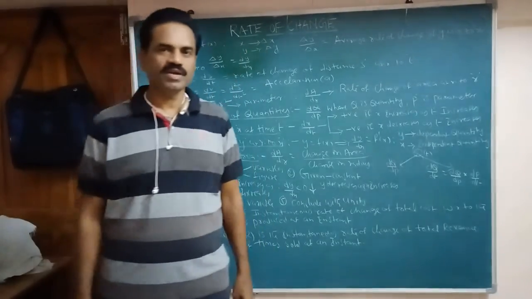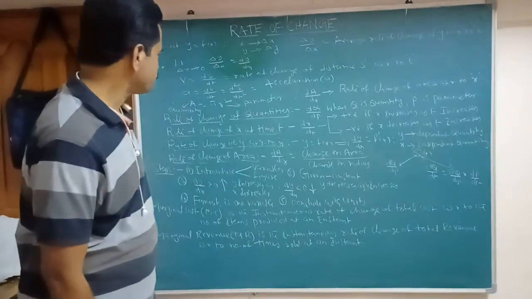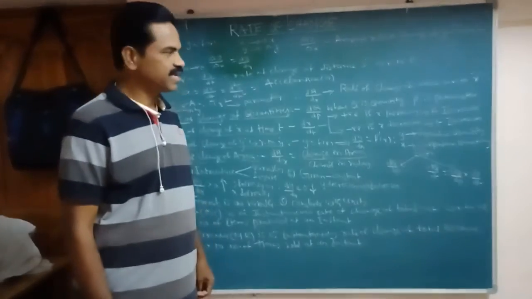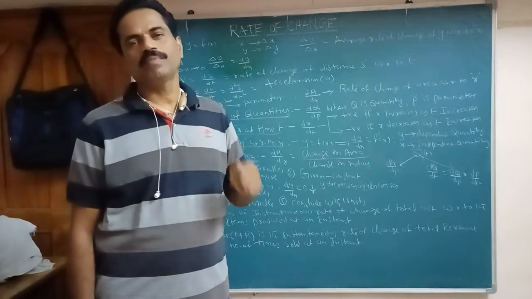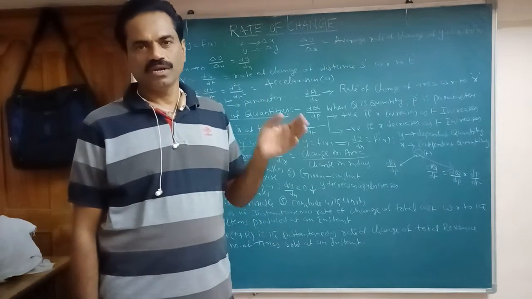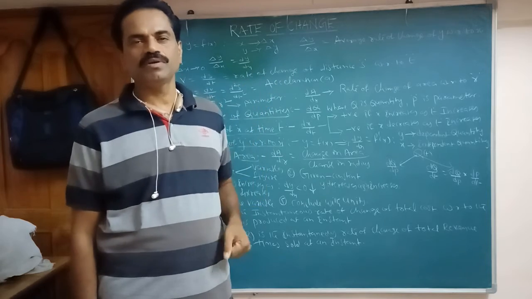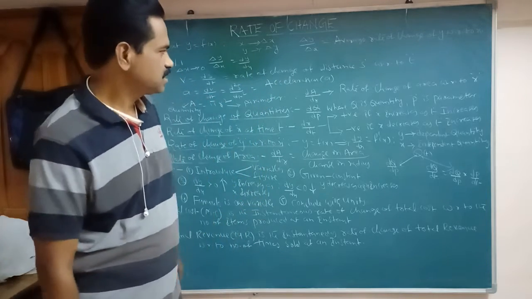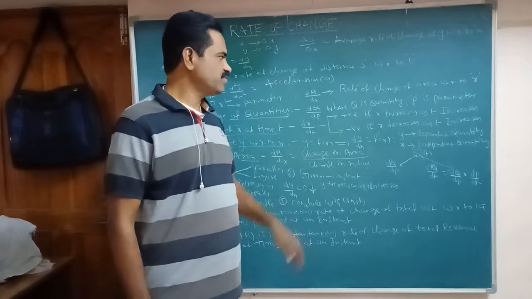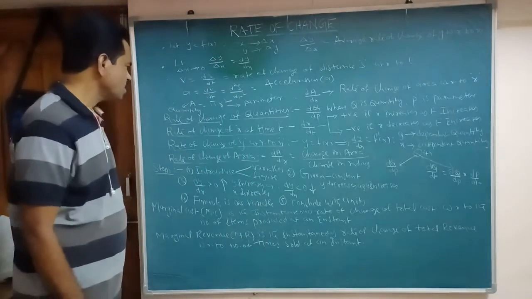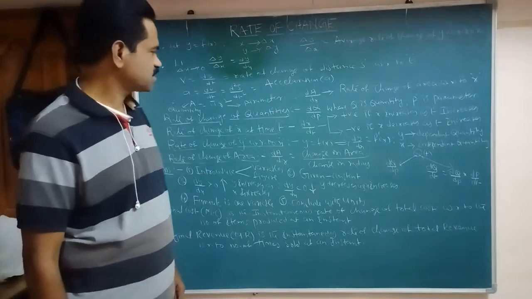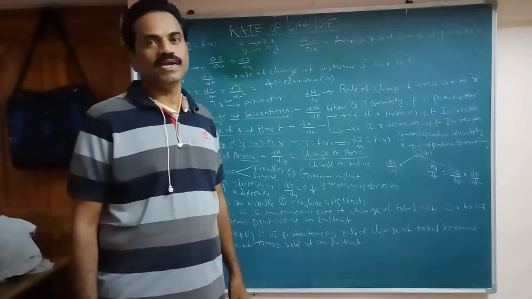Here A equals pi r square, then dA by dr is the rate of change of area with respect to r. That is, the rate of change of quantity with respect to the parameter, where Q is the quantity and P is the parameter. Rate of change of x with respect to time is dx by dt.